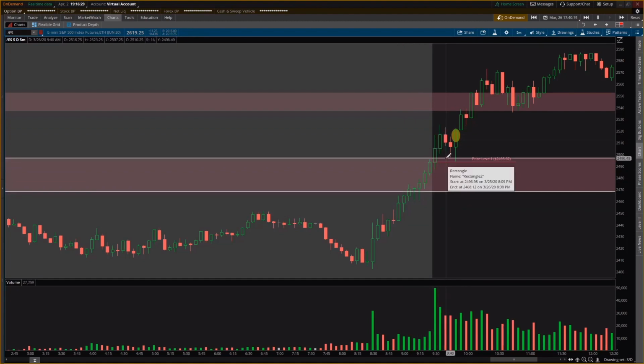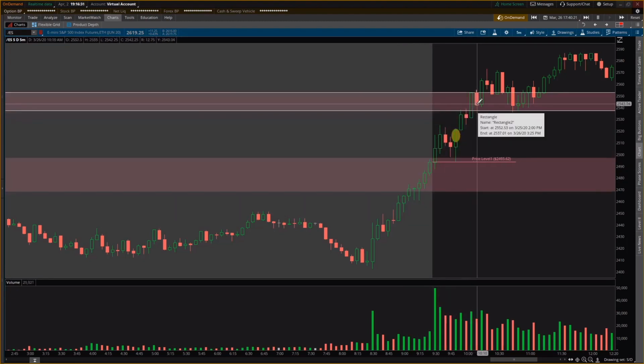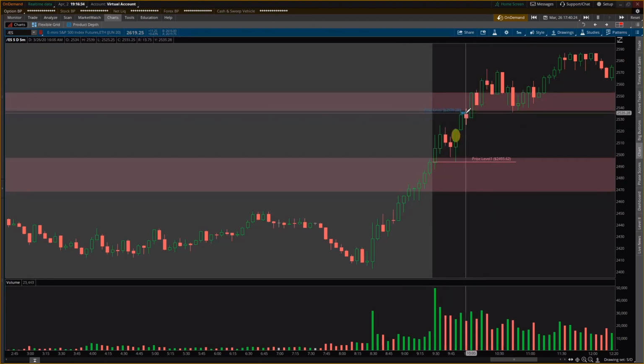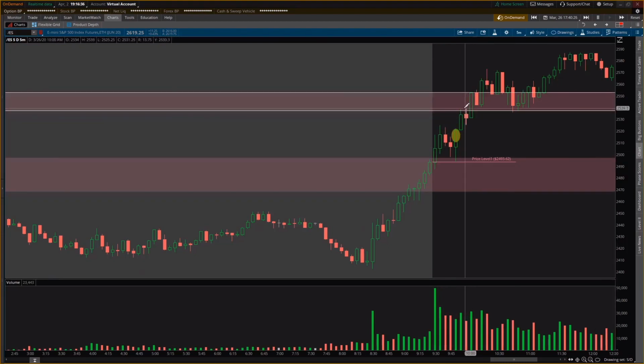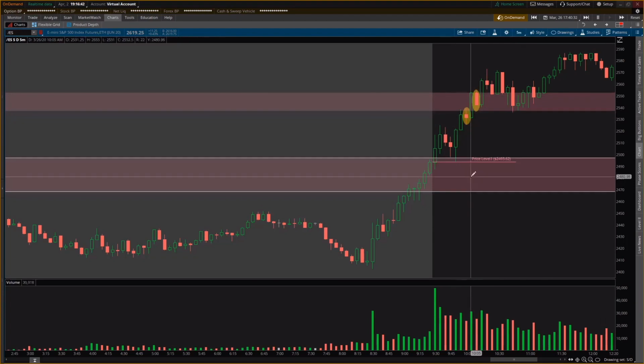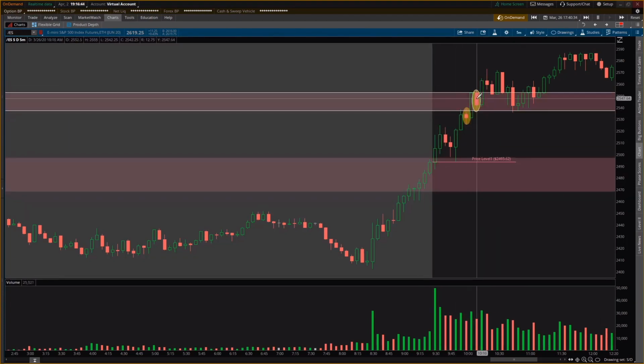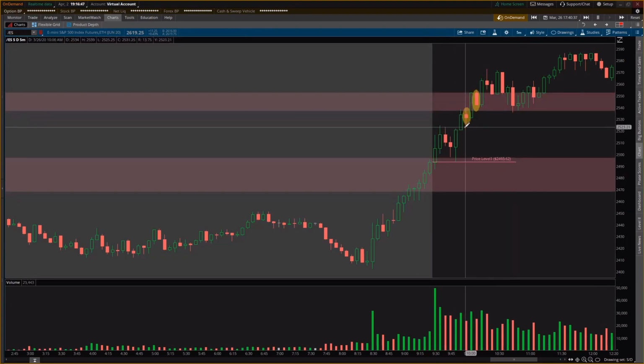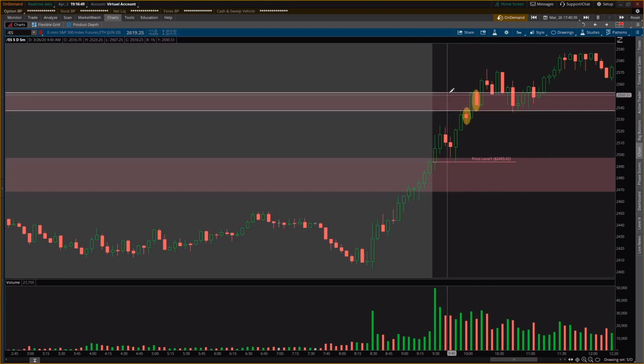So retests are key. Same thing with this one. We blew right past this supply zone. We formed, let me get my circle here, one demand zone, remove this, formed two demand zones, right? Did not reject the supply, did not make a lower high, did not have any bearish chart pattern here.